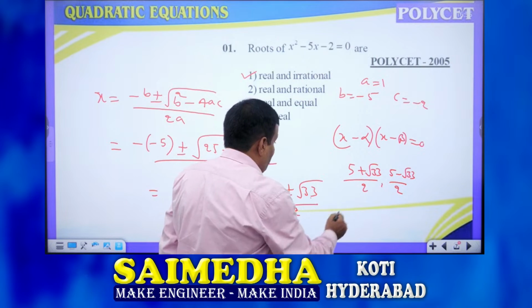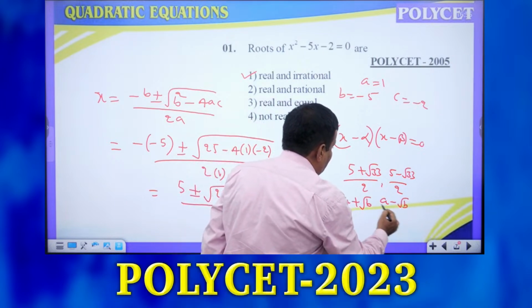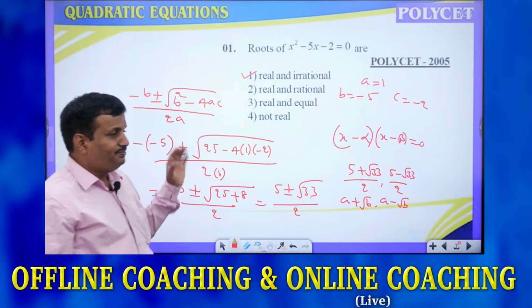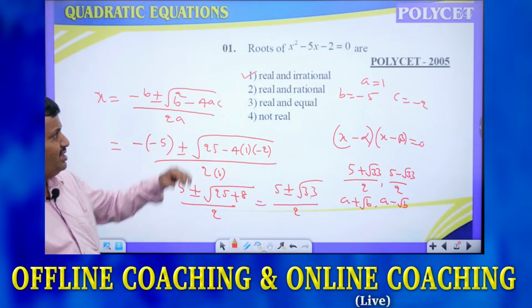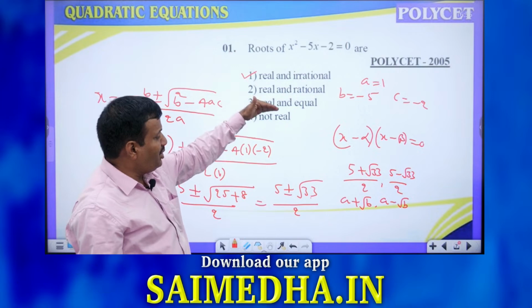Yes, if one is a plus root b, another is a minus root b. Definitely a plus root b, a minus root b. What is the solution for this bit? Different options are given. Real and irrational, real and rational, real and equal, not real.